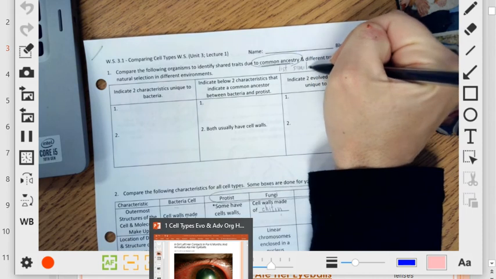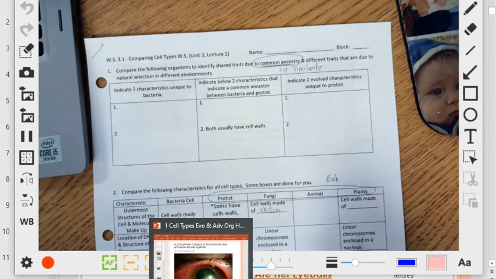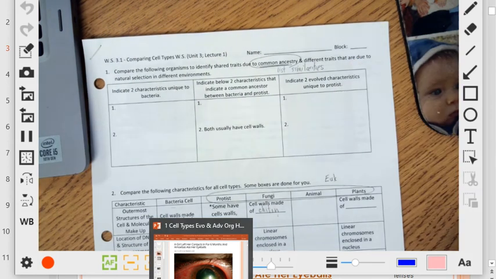If you list similarities between you and your cousin, okay, you're listing evidence that you have a common ancestor, okay? So if it talks about indicating evidence of common ancestry, you just need to list what are some things that are similar because they had a common ancestor.